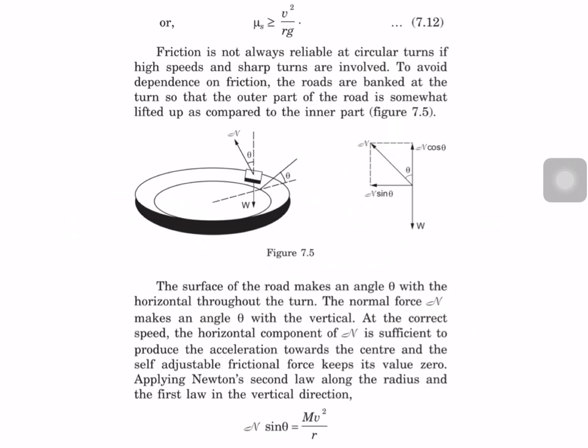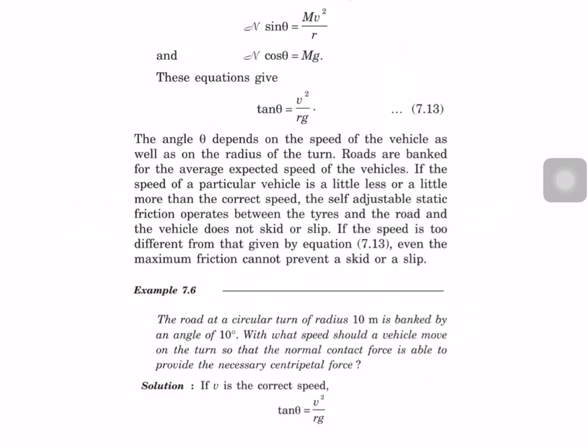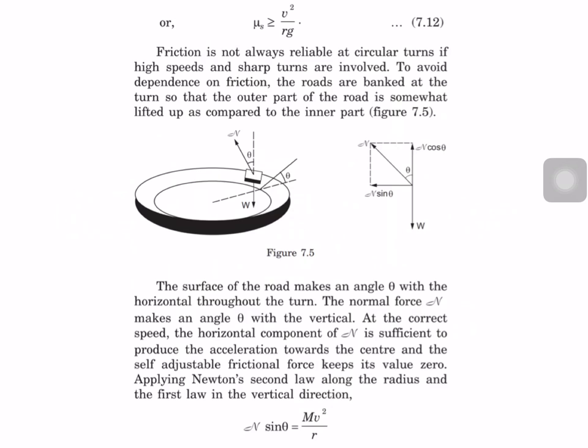So Newton's second law along the radius and first law in the vertical direction give: N sin theta equal to mv square by r. You know that; I already told you the frictional force provides the centripetal force. But here we take only the horizontal component of the friction. N sin theta equals mv square by r, and in the same way N cos theta equals mg. From the diagram we see that N cos theta is equal to the weight, and weight is nothing but mg.